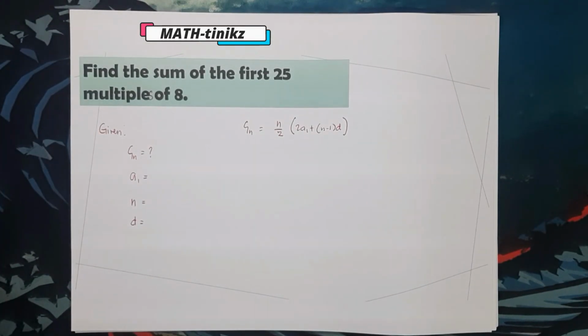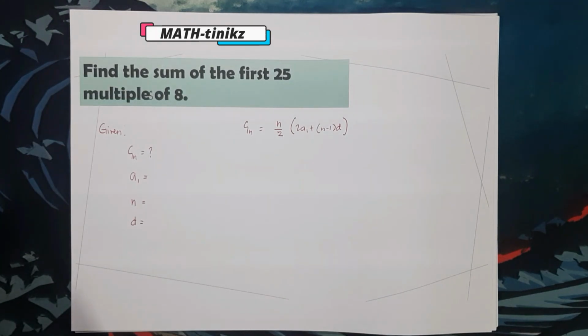Problem number 4. Find the sum of the first 25 multiples of 8. Ano ang ibig sabihin ng multiples of 8? Sa madaling salita, sila yung number na divisible by 8. Or kung ifa-factor mo ang isang number, makikita mo ang 8.